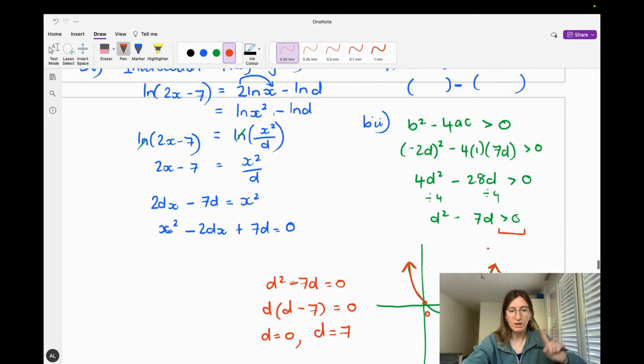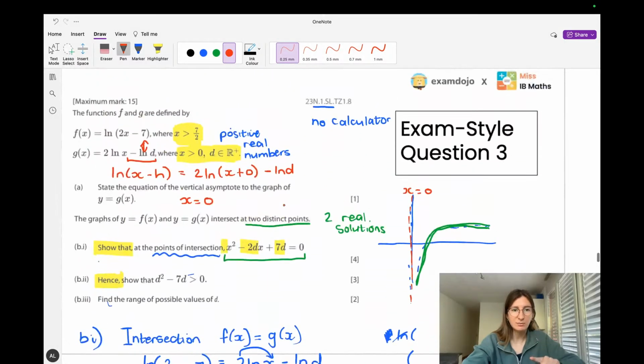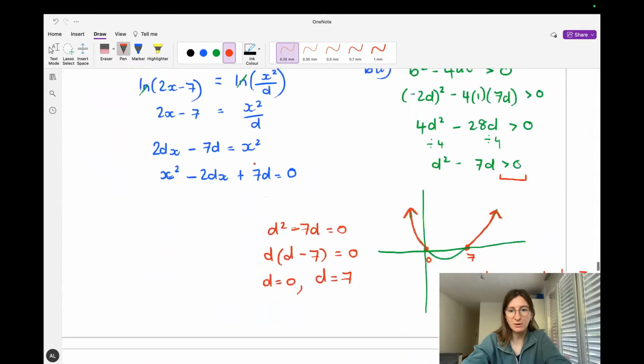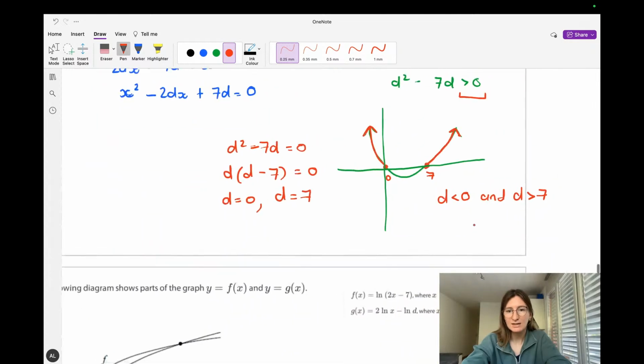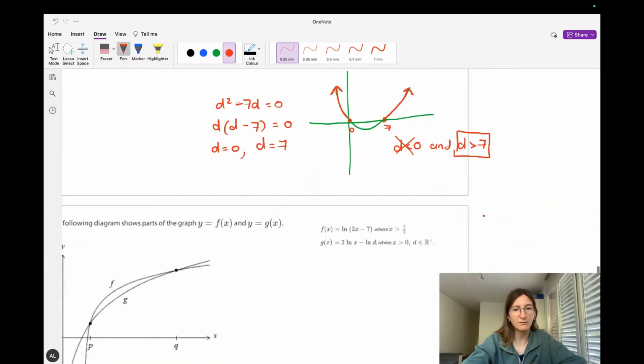But when you finish your answer, go back and check your question and just double check, did we have any restrictions? Well, can you remember that d is positive real numbers? We can only have positive real numbers. So let's check. d less than 0, that's not a positive number. So that's not a solution. So it's only d is more than 7. That was our only value.